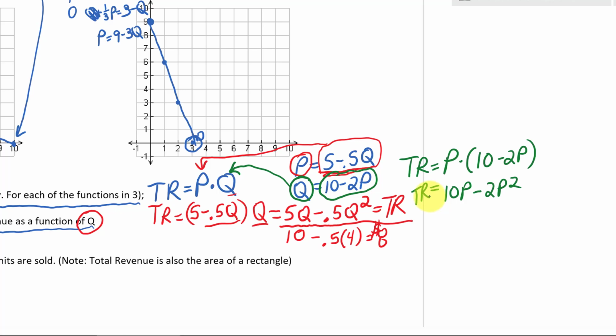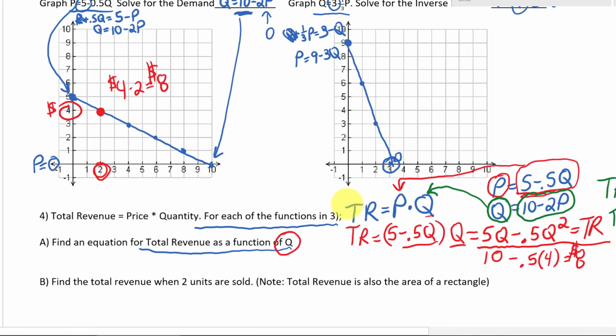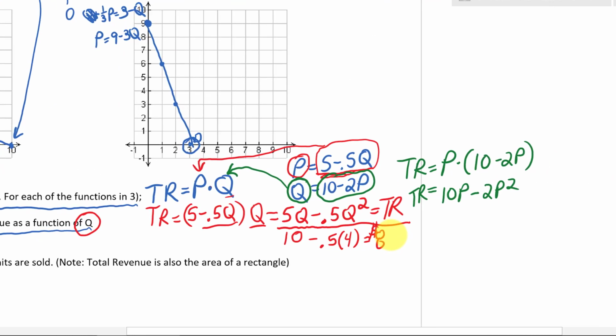Let's check and make sure this works. That same point, we were looking at $4 and a quantity of 2. So if we charge $4, we'd better get a total revenue of $8. Well, let's make sure. It equals 10 times 4 is 40, minus 2 times 4 squared. 4 squared is 16, and 2 times 16 is 32. $8. It works. Kind of cool.